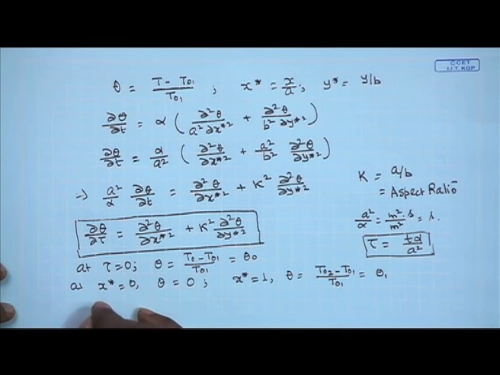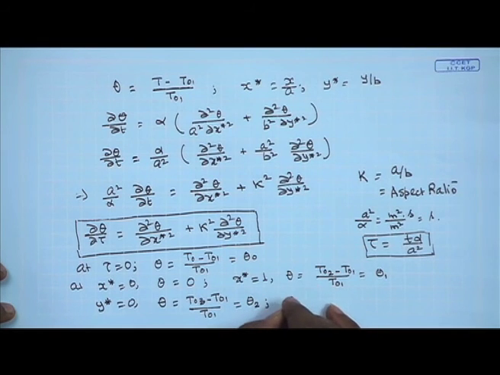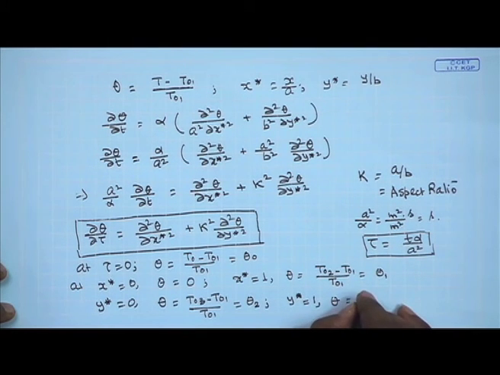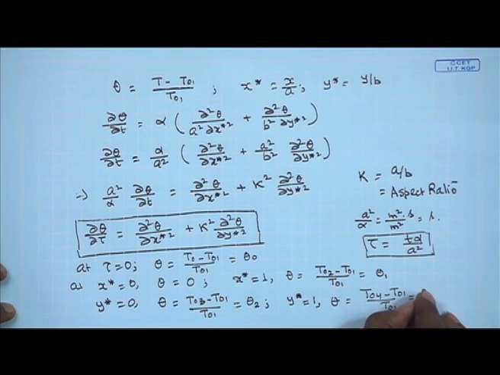At y star is equal to 0, theta is equal to T03, so T03 minus T01 divided by T01. I call this theta 2. And at y is equal to b, that means y star is equal to 1, my T is equal to T04, so T04 minus T01 divided by T01. This will be equal to theta 3.